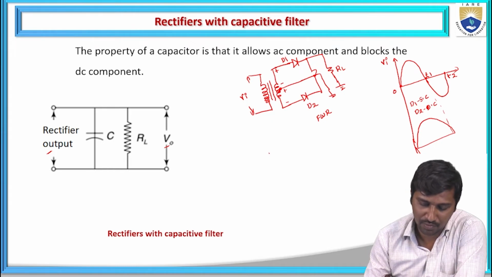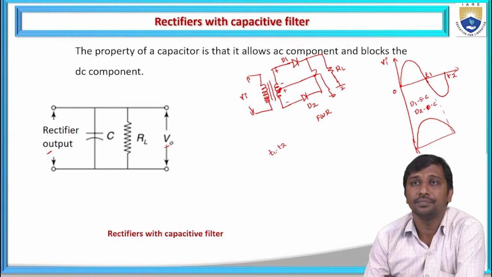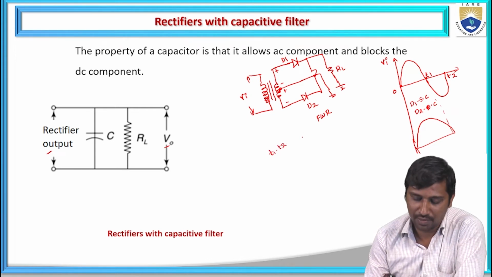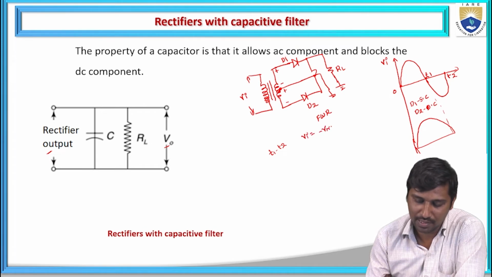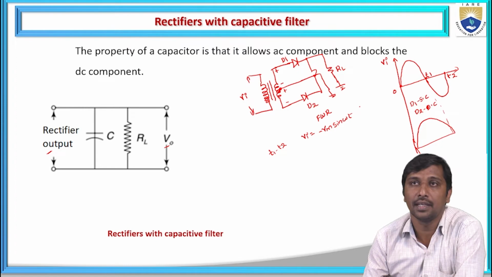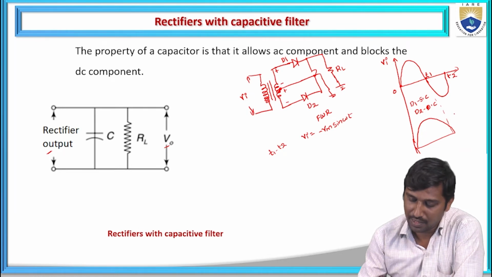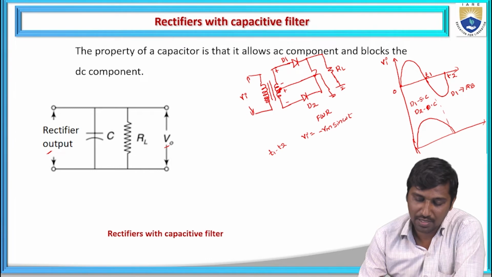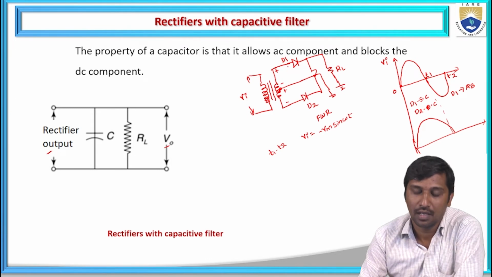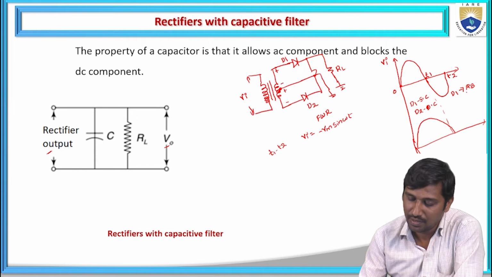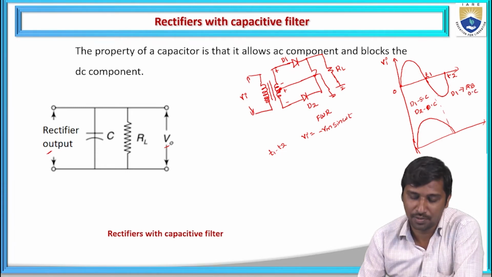Similarly, during the T1 to T2 interval, the input voltage is represented as minus Vm sin omega t. Whenever this minus Vm sin omega t is passing through D1, what happens under this condition? Diode D1 acts as reverse biased, because the negative magnitude is passing through the anode of D1. Hence D1 acts as an open circuit.